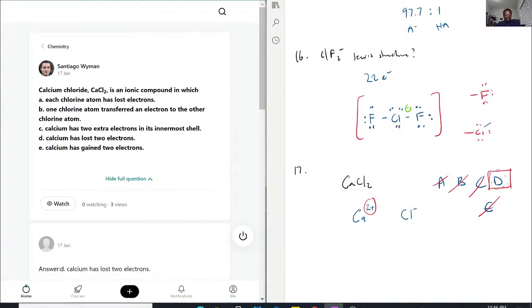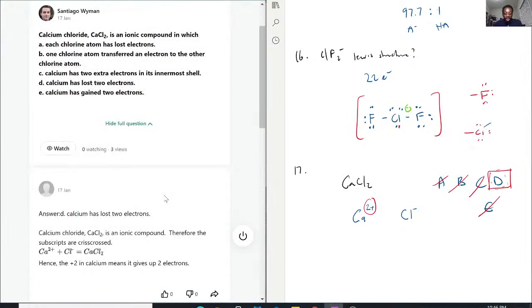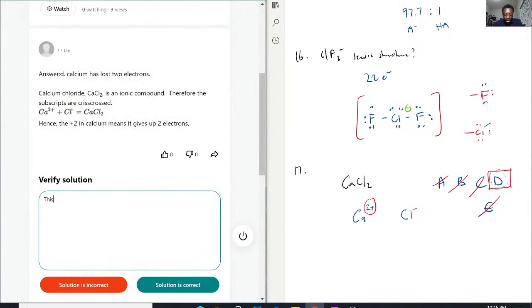And I do believe my colleague agrees with me as well, to where calcium has just lost 2 electrons. So this is perfect. This is actually what we wanted. So therefore, the 2 plus in calcium means that it gives up 2 electrons. This is exactly what we want to see. So with that being said, now let's move on to question number 18.